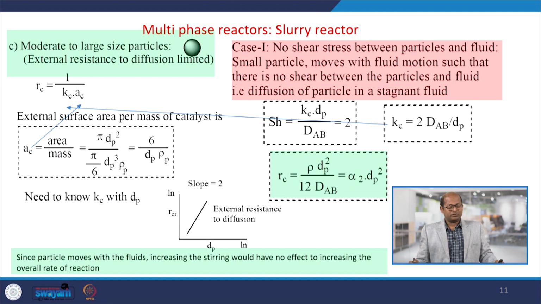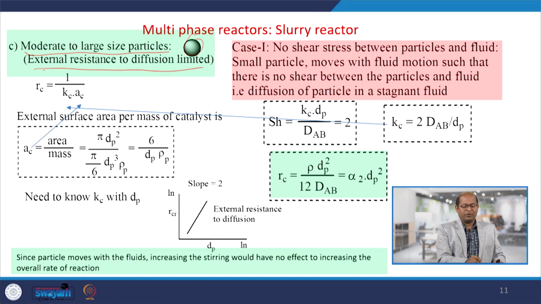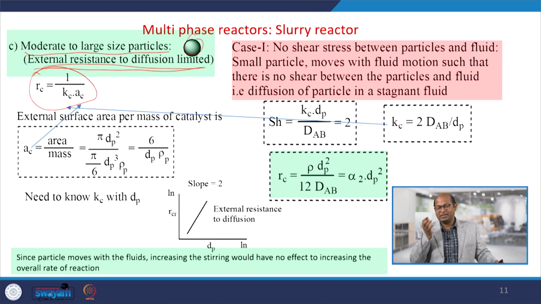Similarly, in case 3, moderate to large size of particles: initially a very small size of particle was taken for the reaction, later a moderate size, and now we are considering moderate to large size of particles. In that case, what would happen, we will see. Here, when moderate to large size of particles is taken, the external diffusion part is very important, the external diffusion resistance part is very important.